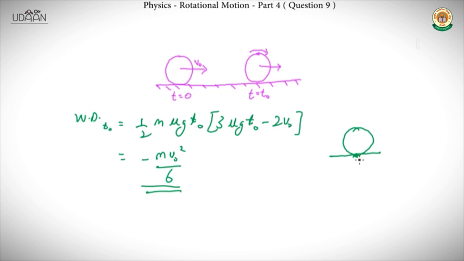Okay. So now the frictional force acting on this body becomes 0, as there is no motion at this point which the frictional force needs to resist. Right. The work which friction does is to resist the motion of the body. Now since the point is at rest, there is no resistance, so there is no frictional force. So the work done by frictional force is 0, and thus for any time t greater than t naught, the work done by frictional force remains constant at minus m v naught square by 6. Okay, right. So that was question number 9.